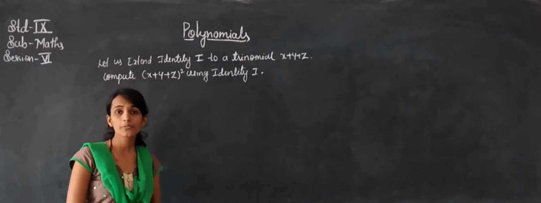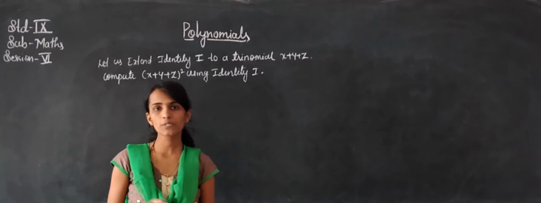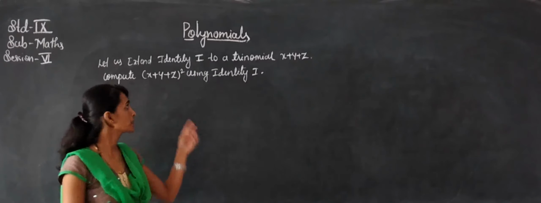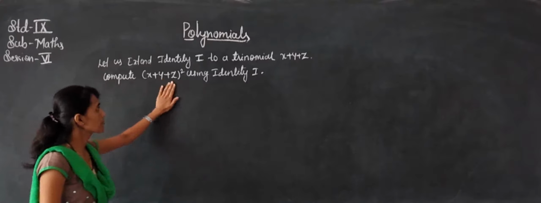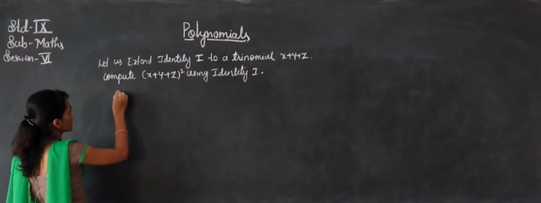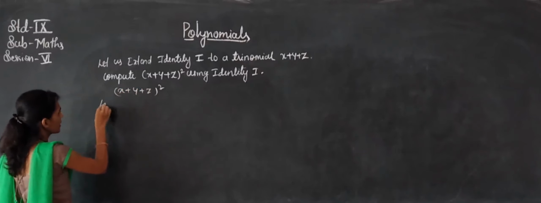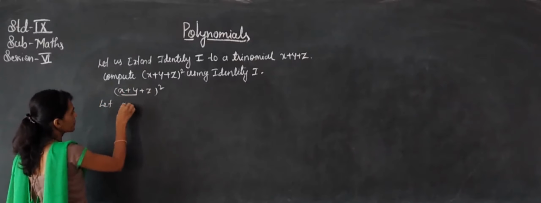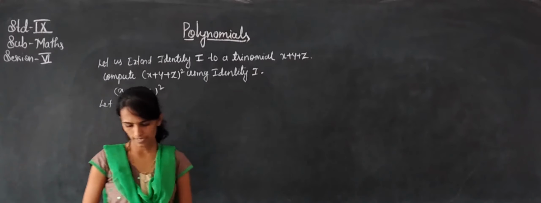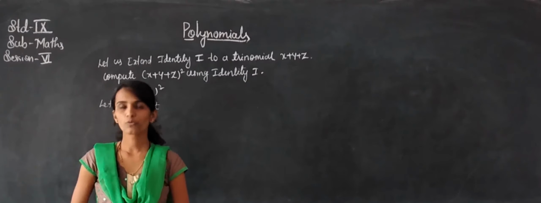The first identity, (x + y)², is a binomial identity. Now we are converting it to the trinomial identity, (x + y + z)². Here we convert x + y using identity 1. So what do we have for (x + y + z)²? Let's take x + y equal to t, because we want to use identity 1 to solve this.